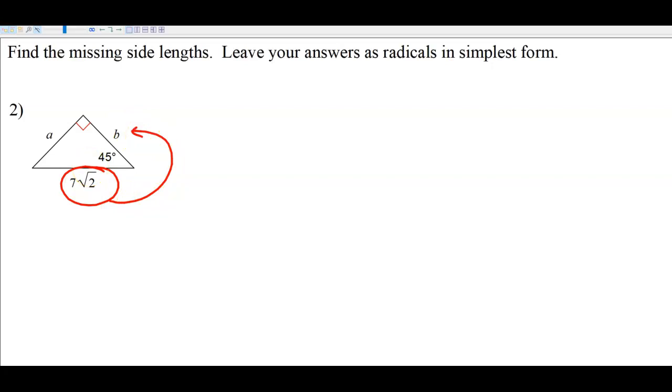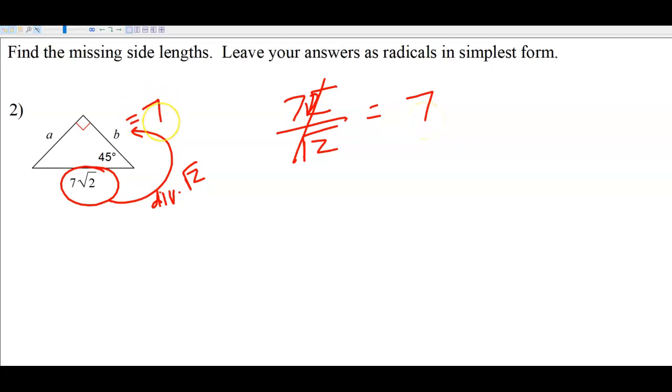Last time we had the leg and we found the hypotenuse. We did that by multiplying by the square root of 2. But this time we're going from the hypotenuse to the leg. So this time we're going to divide by the square root of 2 to get to the leg. If I take my hypotenuse and divide it by the square root of 2, the square root of 2 just goes away and I'm left with 7. So that means that b equals 7 and a equals 7.